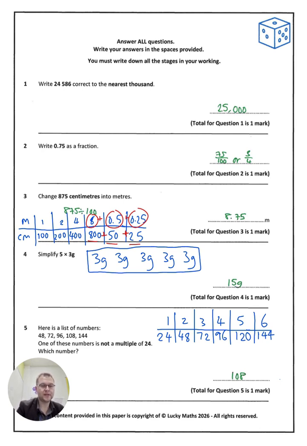So it's 8.75. Question 4, 5 lots of 3G. I've just written 3G out 5 times to show why that is 15G. And question 5, I've just written out the multiples of 24 to show that 108 is not in that list of the first 6 multiples.